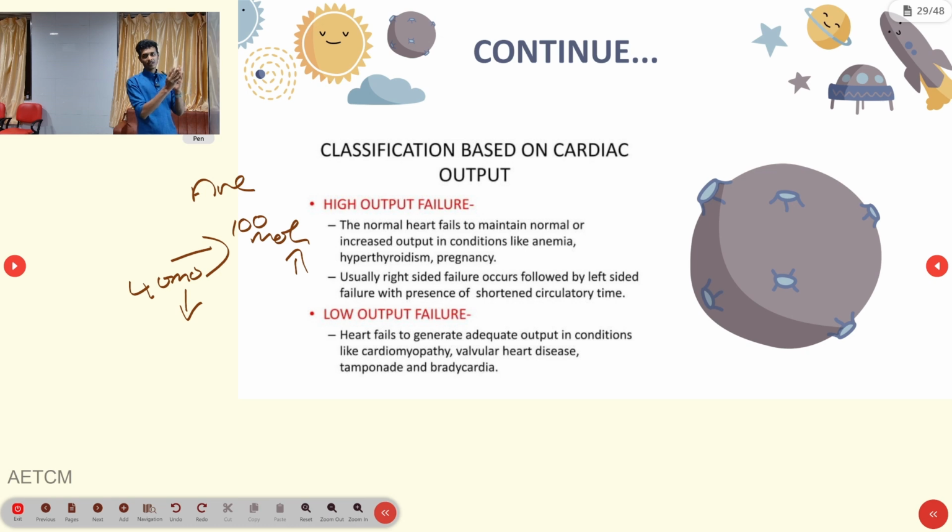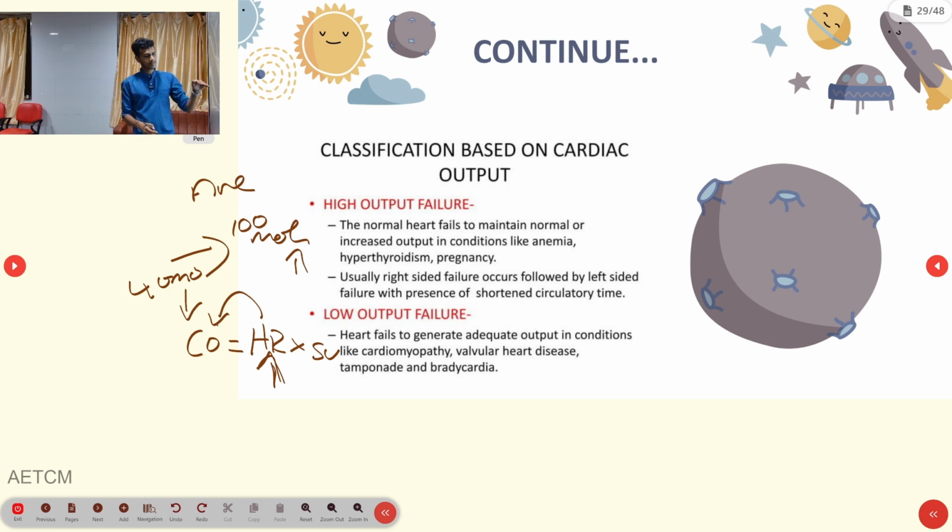So how will the body tackle and compensate this condition? Again, the cardiac output formula: you need heart rate and stroke volume, right? If the heart rate is increased, the output will increase, thereby it can try to compensate for the demand. So if any disruption happens, or the compensatory mechanism fails, that will cause high output failure.